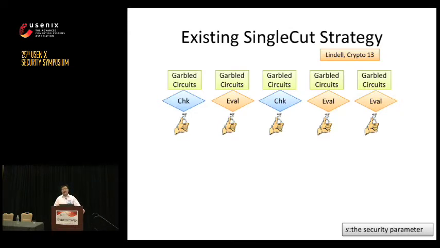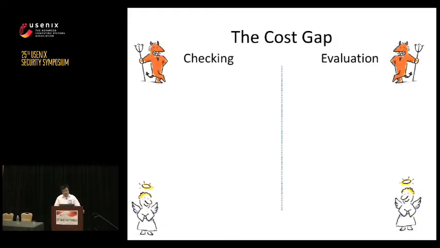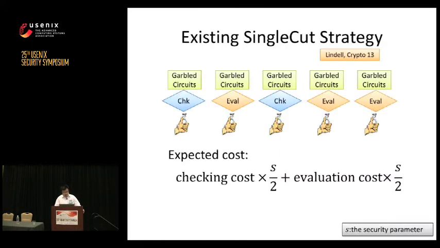It's not hard to verify that S copies of garbled circuits will be enough to provide S-bit security. And the expected cost for this strategy is the checking cost times S over 2 plus the cost of evaluation times S over 2. Previously, researchers have concluded that this is a nearly optimal strategy, assuming that the cost of checking and the cost of evaluation are almost the same. But actually, that is not the case.